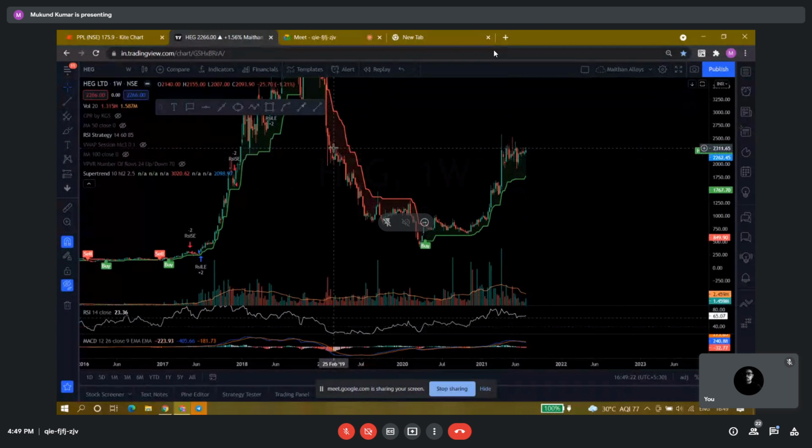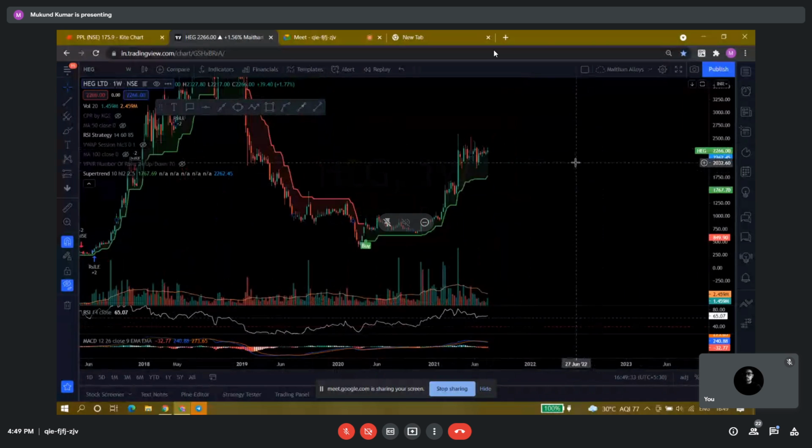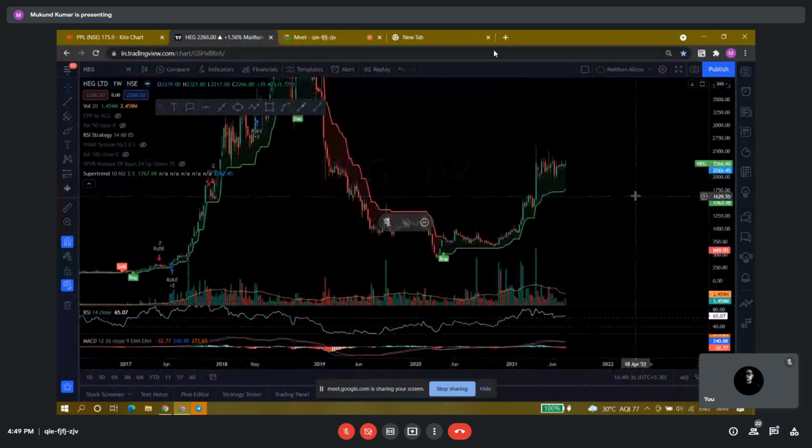So you want to draw? Yes, you can draw it. There is no issue. Obviously, you can draw a cup from here to here, and then you will see this handle formation. There is no issue. Yes, you can say that this is the cup and handle formation.